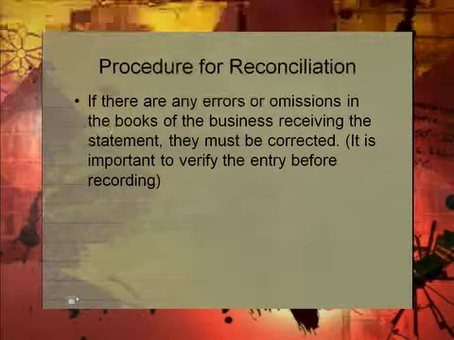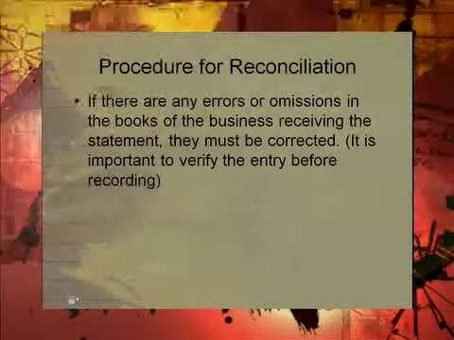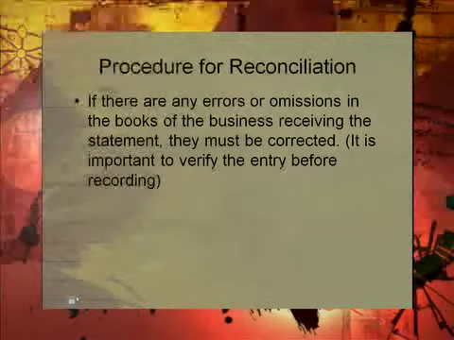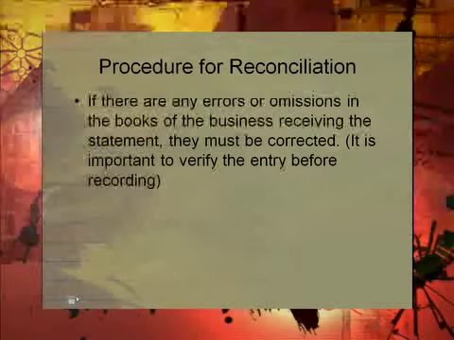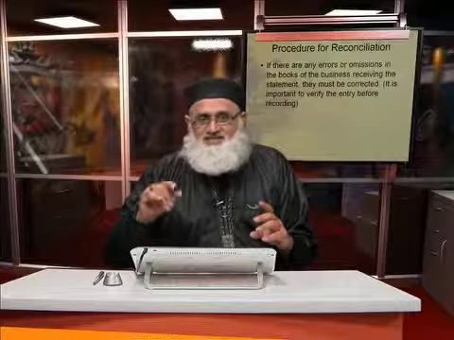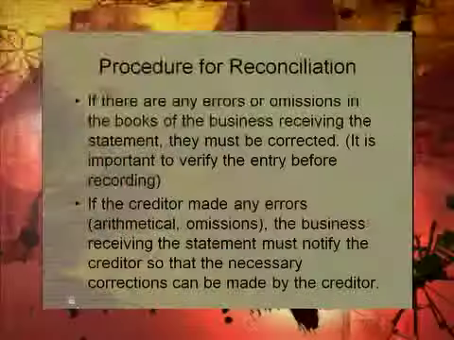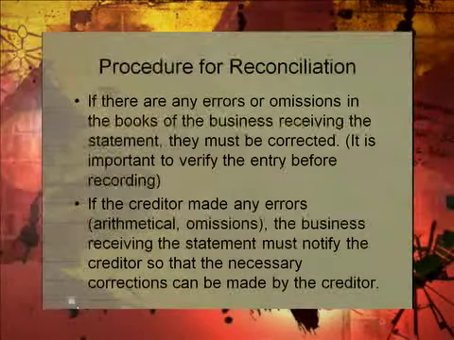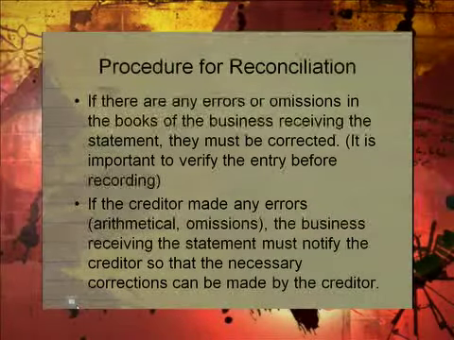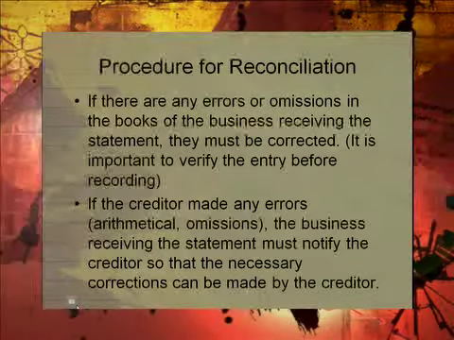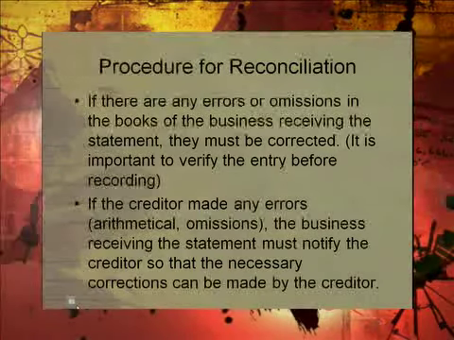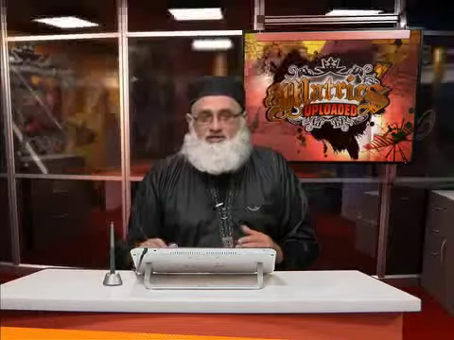Okay. Now, if there are errors or omissions, they need to be corrected as soon as possible. Very important, guys. Whenever an error or an omission is detected, it needs to be corrected ASAP. If the creditor makes the errors, these need to be corrected as well. So there's communication between us and our debtors and our creditors.